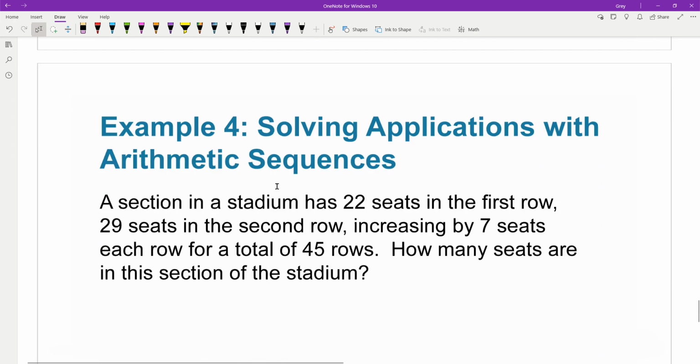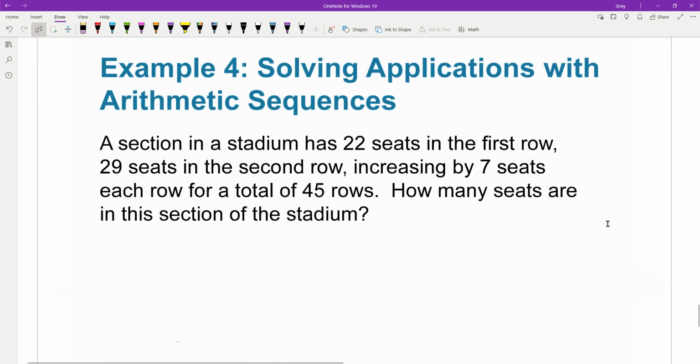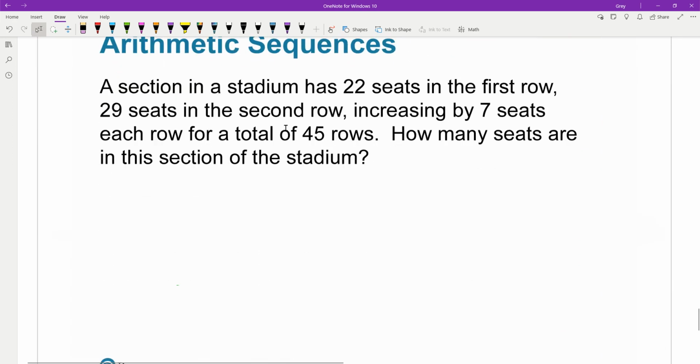Okay, last example. Solving applications with arithmetic sequences. Example 4. A section in a stadium has 22 seats in the first row, 29 seats in the second row, increasing by 7 seats each row for a total of 45 rows. How many seats are in this section of the stadium? So I'm going to list out these numbers. I got 22 and then 29, so forth and so on. So 22 is my a sub 1, and 29 is a sub 2. And I'm looking for the sum of the first 45 rows. So I'm looking for S sub 45.